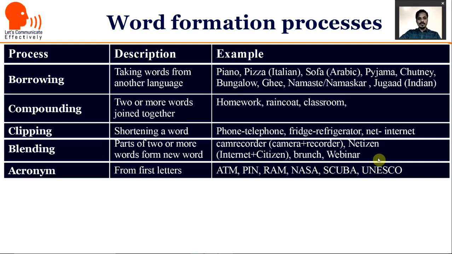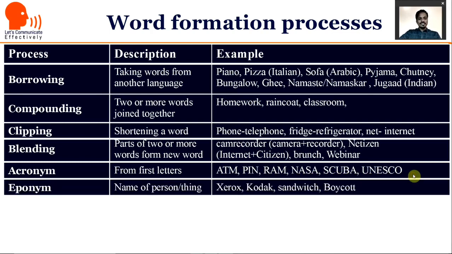Next is acronym, in which the first letters of words are taken and a new word is formed which has a dictionary meaning. Like for example, ATM, automated teller machine. PIN, personal identification number. RAM, random access memory. In the same way NASA, scuba, UNESCO, and there are so many.